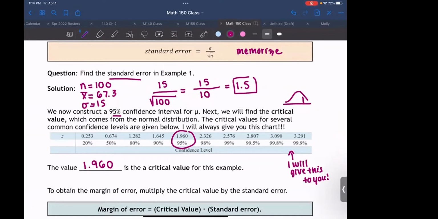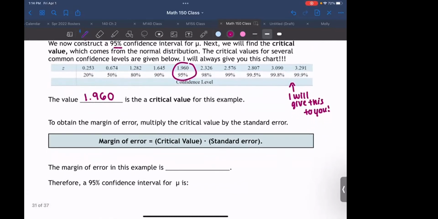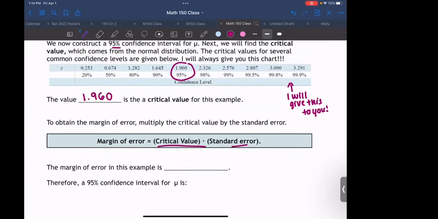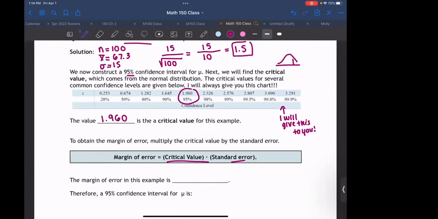Here's how we find the margin of error. Remember that thing that tells us how big or small the interval might be? The margin of error is found by doing this. We take the critical value and we multiply the standard error. We just multiply them together. So if I were to find the margin of error in this example, what two numbers am I multiplying?